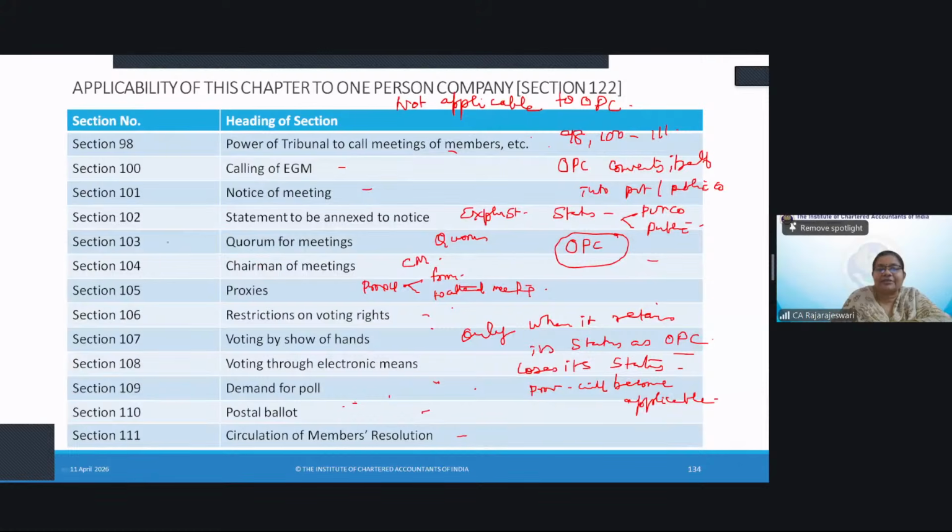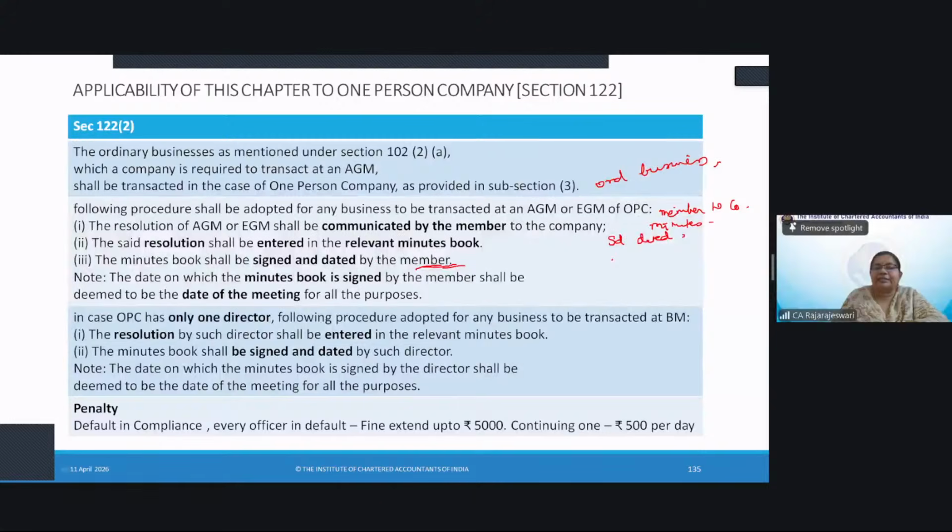We have seen here chairman of meetings, section 104. It's not applicable. So it need not be signed by the chairman for a one person company. It should be signed and dated by the member. You should correlate it with the previous provision, non-applicability. Then the date on which the minutes book is signed shall be deemed to be the date of meeting for all purposes. So that date will be taken as the date of the meeting.